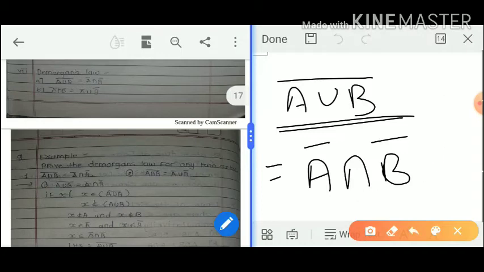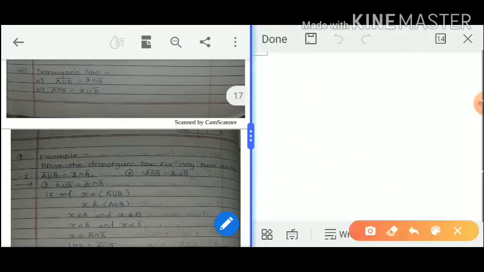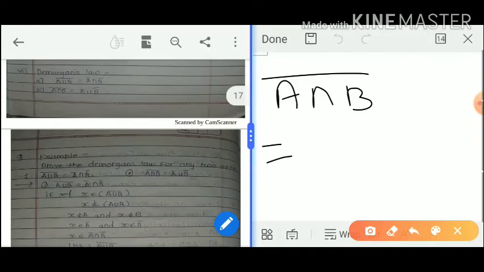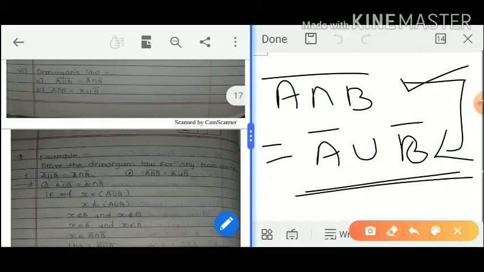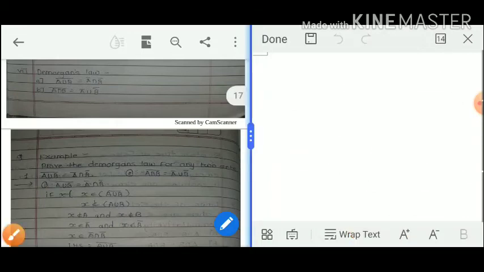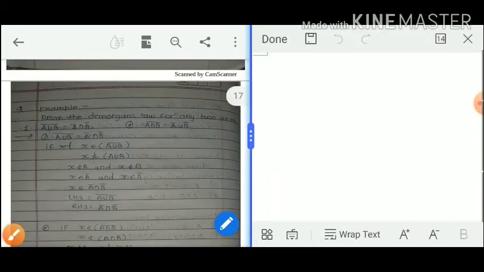Next statement is A intersection B complement. To write down the equivalent statement of this: A complement as it is, intersection's complement is union, and B complement as it is. So both are equivalent statements. This is De Morgan's law. Now we will see examples to prove De Morgan's law.